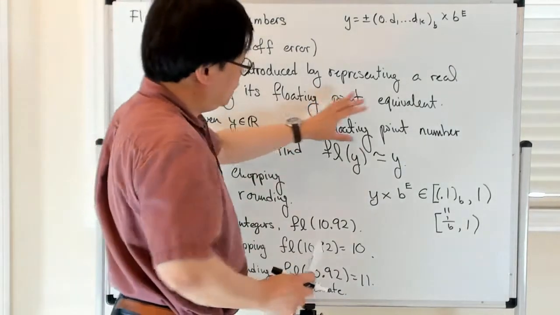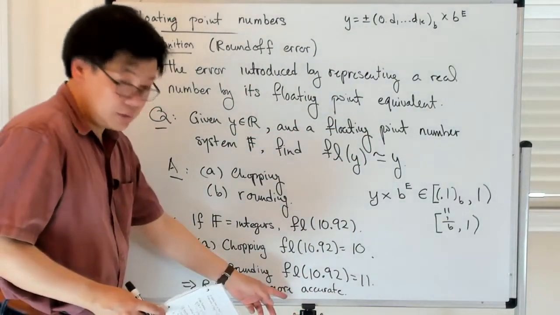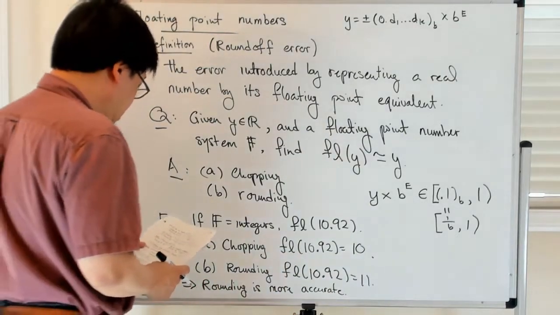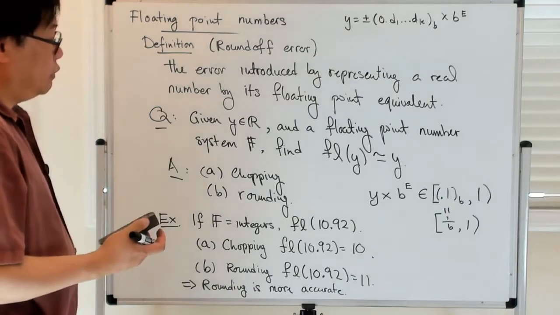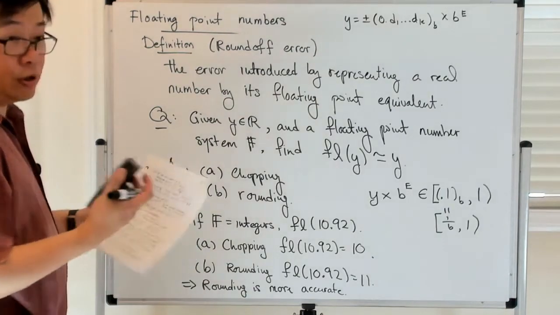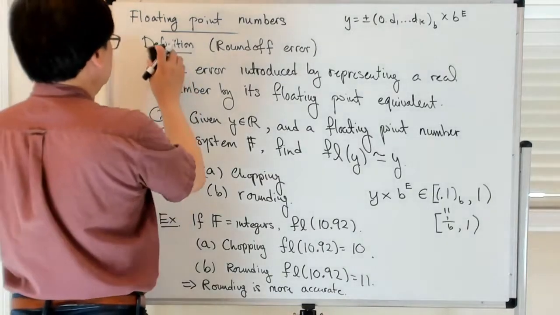So now let's try to quantify what we mean by saying that rounding is more accurate. In order to do that, we first have to make sense of how we're going to measure error in this situation.